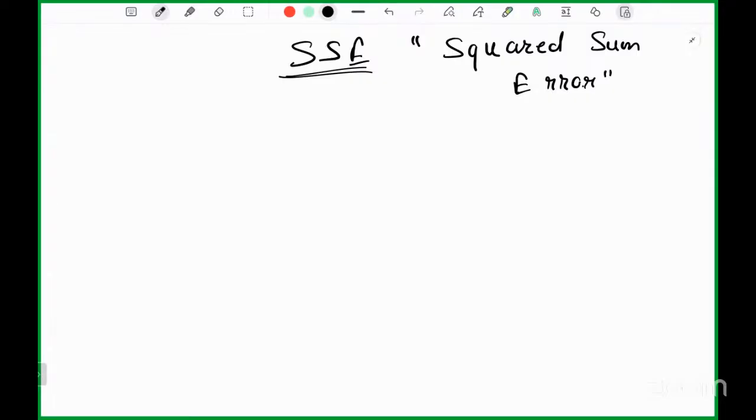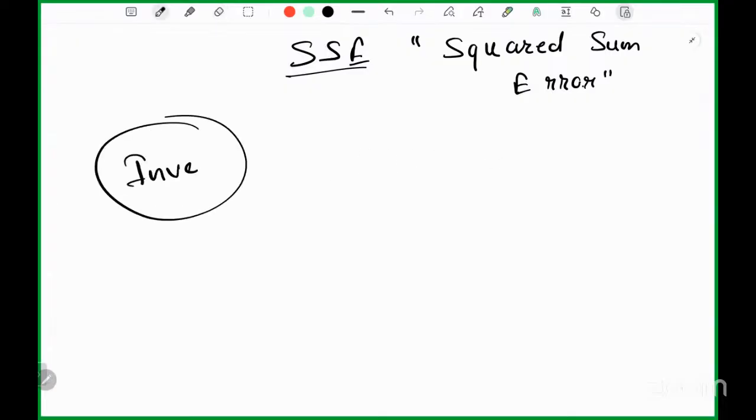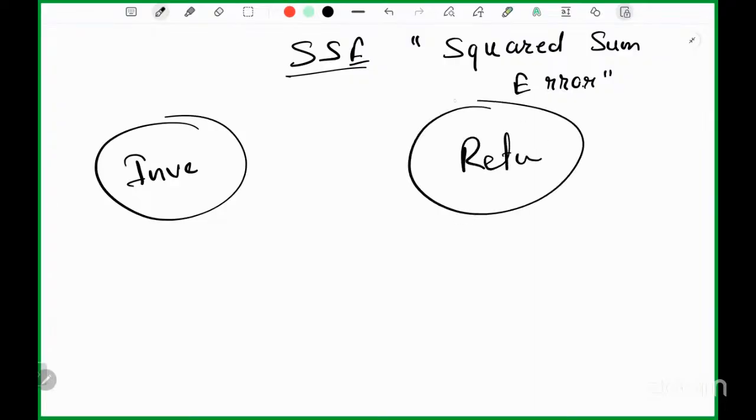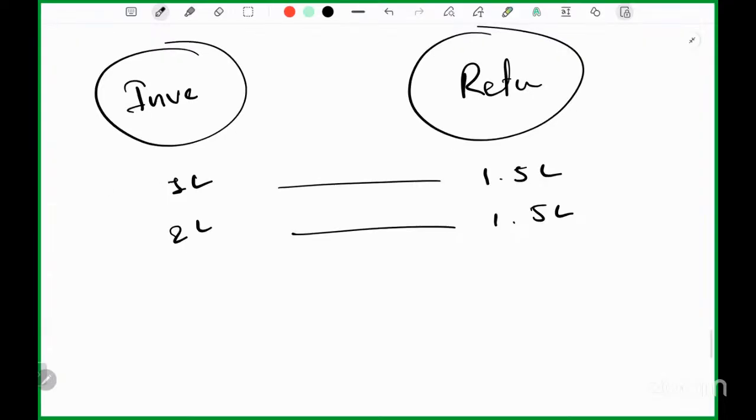Suppose I take another example. One variable is your money, which you have to invest in something, and the other is the return. So here you have investment and here is your return. Suppose you invested 1 lakh and got a return of 1.5 lakh. Another year you invested 2 lakhs and got a return of again 1.5. Suppose this is the story of the first year, second year, third year.